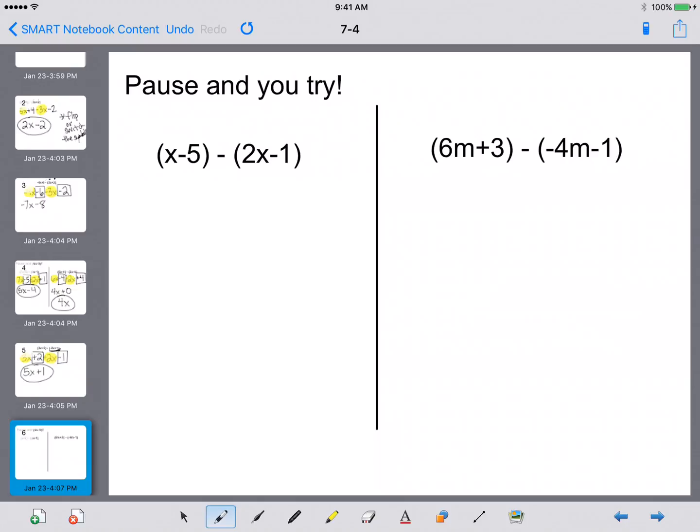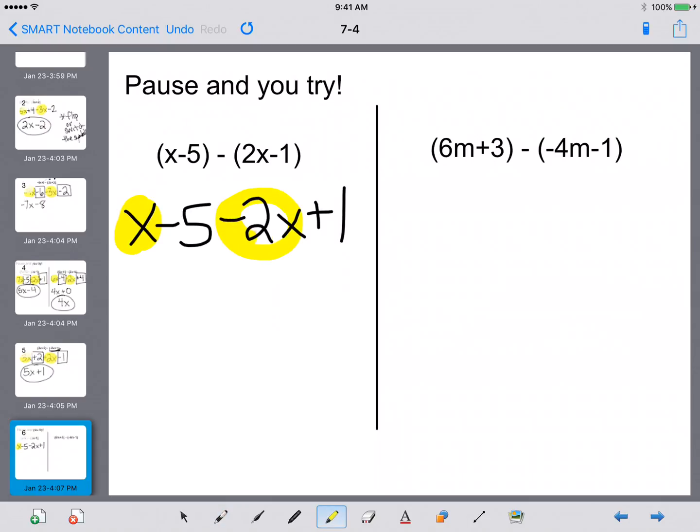x minus 5 minus 2x minus 1, so our x minus 5 stays. Our minus sign here turns everything to its opposite, so positive 2x becomes negative 2x, and negative 1 becomes positive 1. Find your like terms, so x and negative 2x, along with negative 5 and positive 1.